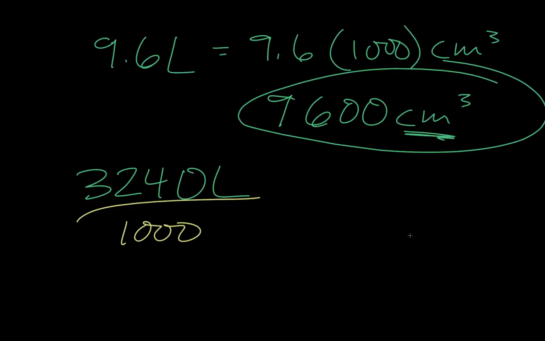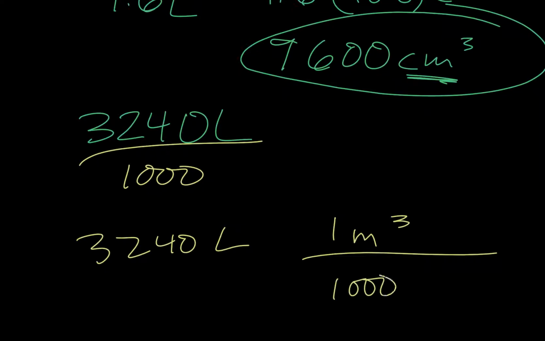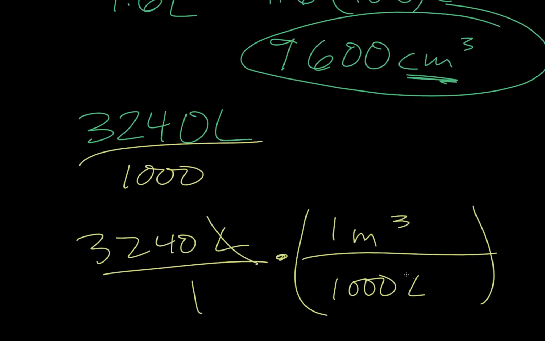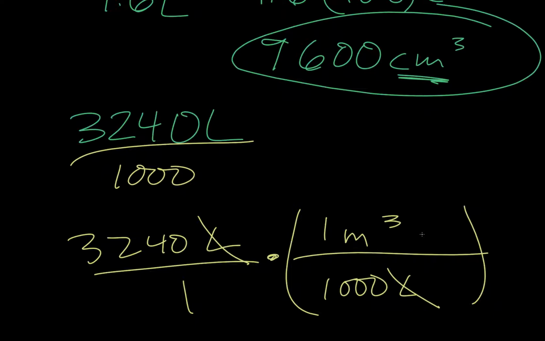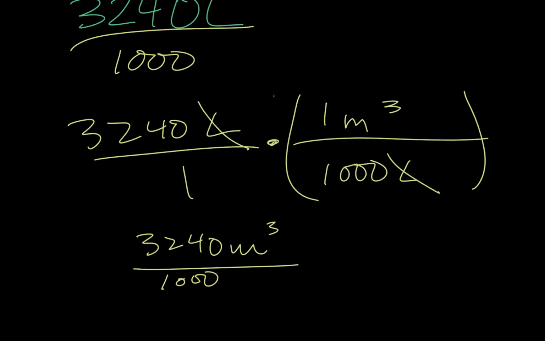And I think I'm going to be a little more explicit with this. So in 1 meter cubed, there are 1,000 liters. So we're really just multiplying this like this. Our liters cancel, so our new unit is meters cubed, and so we do 3,240 times 1, and we do 1 times 1,000, and then we divide those, and we end up with 3.24 meters cubed.